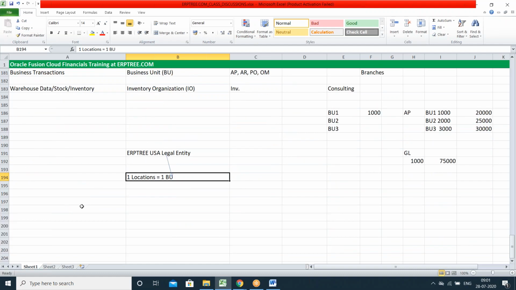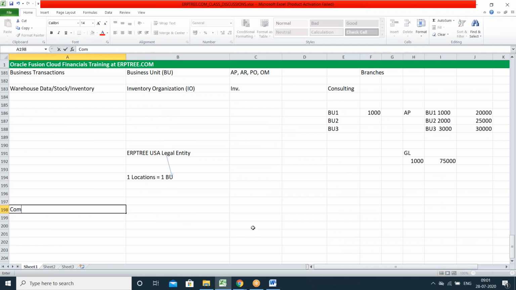Now let's talk about a few points on chart of accounts. So we discussed. Yeah, please. Sir, Lakshman sir, I'm Purnima. Suppose we have two legal entities, and the first one has 10 divisions or 10 branches, and the second one has 5 branches all over the place. In such a case, how many business units are we creating?